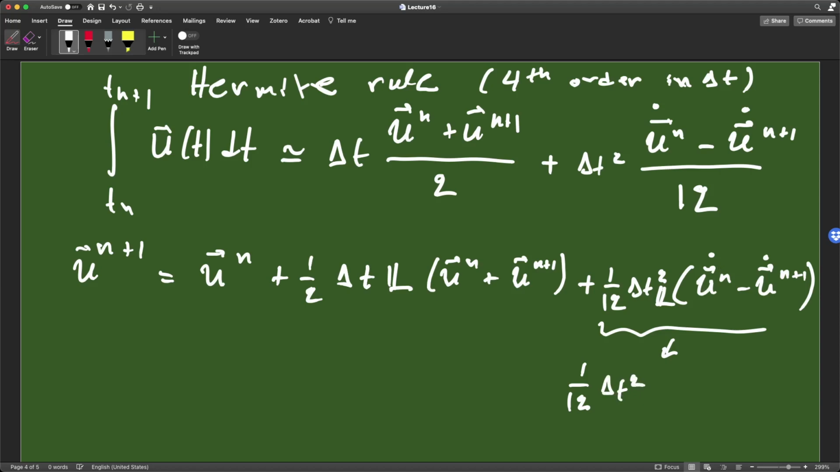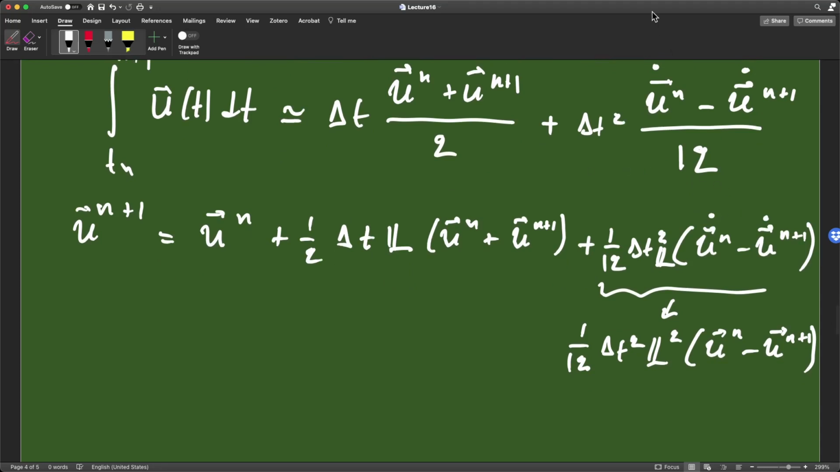And now, again, we replace u dot by L times u. So u dot here, L times u. So we'll pick up an extra L operator, which we can pull outside the parentheses. So this term L will become L squared. And then we'll have u n here, and then u n plus 1 here. This is nice because now we can collect all the u n terms and the u n plus 1 terms as we did before with the trapezoidal rule.